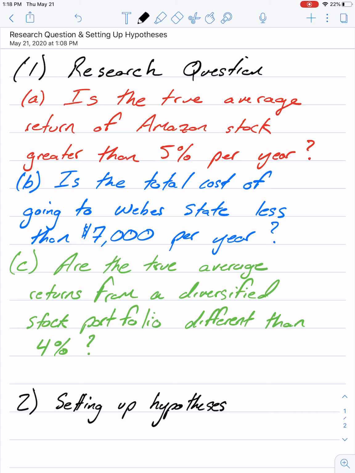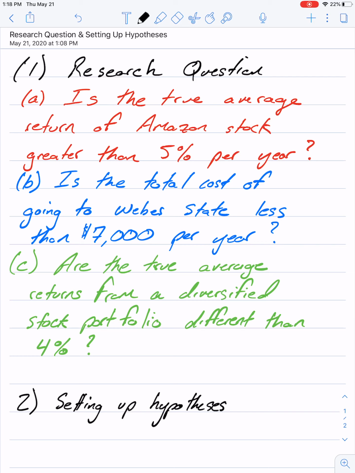because the very first thing you're going to do in any type of hypothesis test is ask a research question. Number 1 right there, research question. So I'm going to do 3 different examples of research questions. The first one, is the true average return of Amazon stock greater than 5% per year? So if you're a stock analyst or just an investor, you might care about such a question.